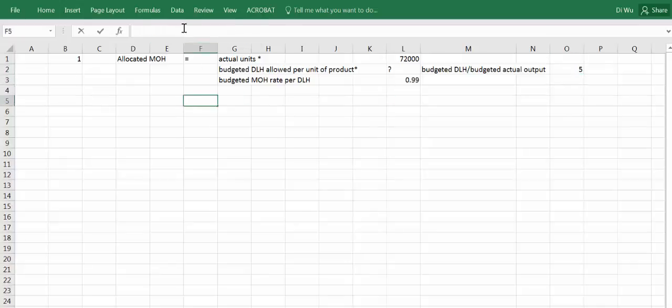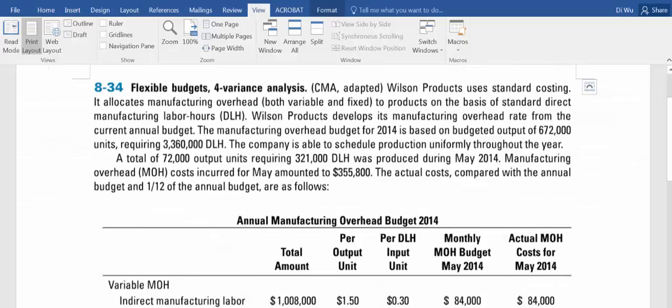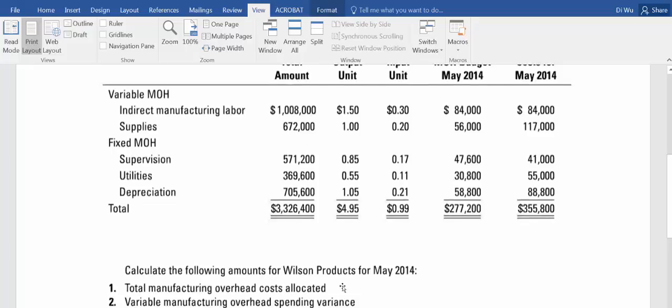So finally, I can answer the first question: allocated manufacturing overhead for May 2014. It's going to be 72,000 multiplied by 5, then multiplied by 0.99. So the final answer is 356,400, in USD. That's the first answer we have here, and that's for May only.